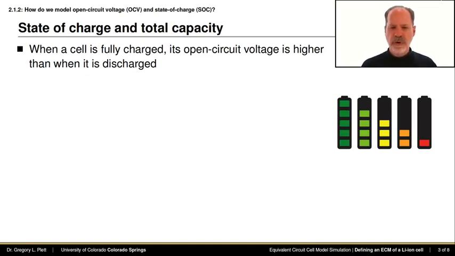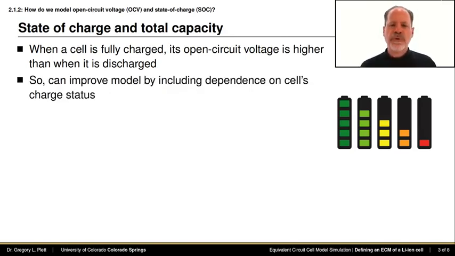But let's start to improve this model. In order to improve this overly simplified battery cell model, we begin by recognizing that when a battery cell is fully charged, its open circuit voltage is different from when the battery cell is fully discharged. In fact, the voltage is higher when it's charged than when the cell is discharged. So we should be able to improve the model by including a description of the dependence of the cell's open circuit or rest voltage on some kind of an indicator of how much charge is in the battery cell.